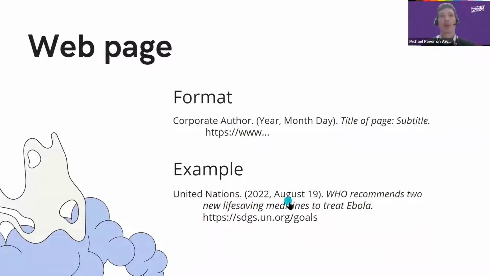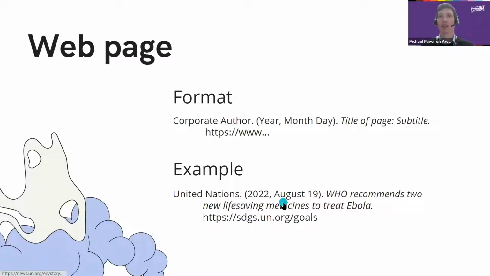The differences here with the web page, or one of the differences here is you can see in the date that we have year, month, and day. That's because web pages are a little bit more dynamic. They're changing more often. So having a month and day there is really important. And we also have a URL, so a web address instead of a DOI.